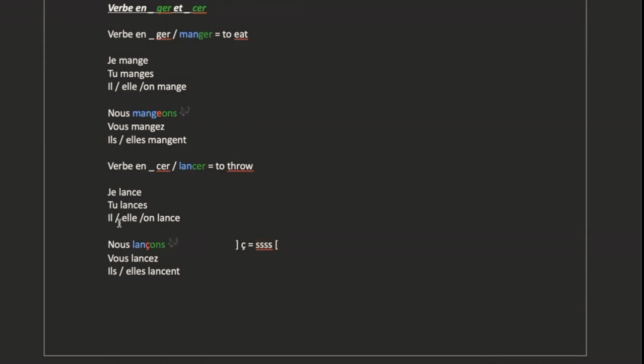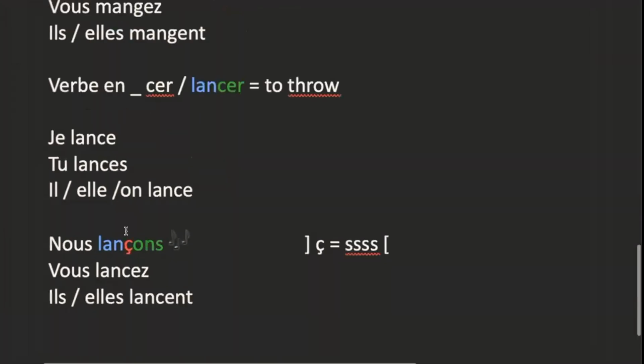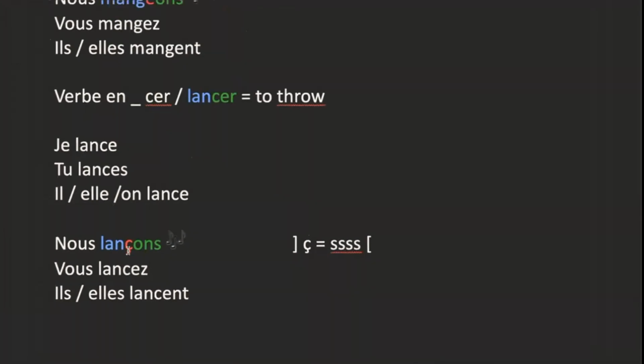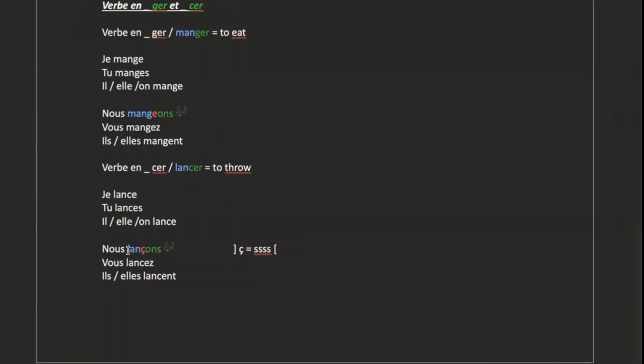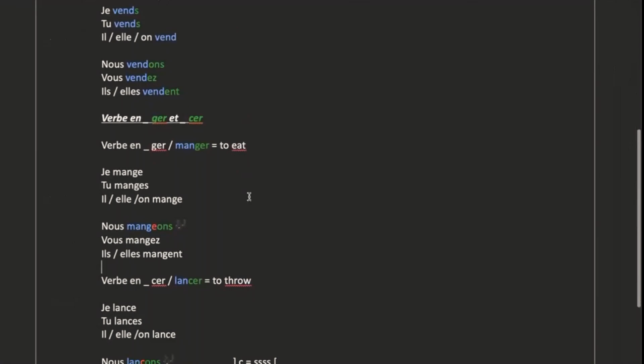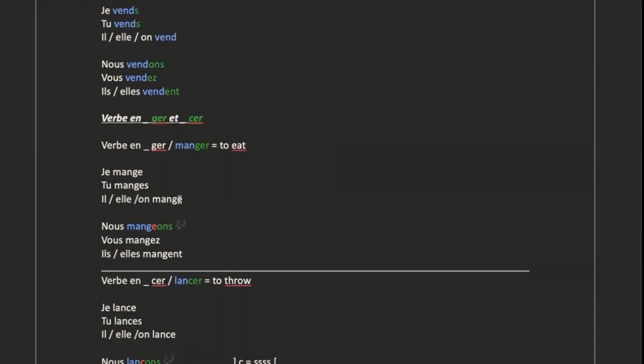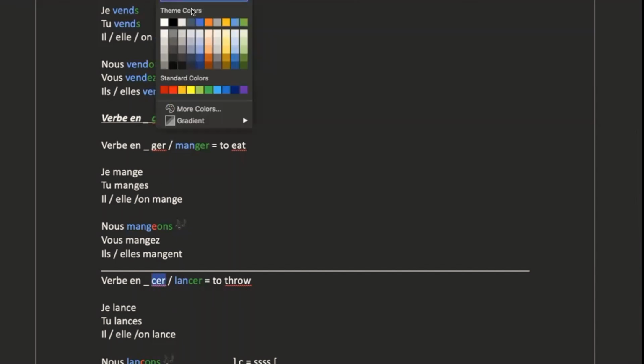Je lance, tu lances, il, elle, on lance, nous lançons, with Ç. It's the C with a little squeak. If I zoom, you can see that I have a little squeak under. It's called Ç. Vous lancez, il, elle lance. And that's it for that. So that's pretty easy, right? Nothing complicated here. We just need to recognize those verbs, the verbs ending in CER. We have to be careful, okay?